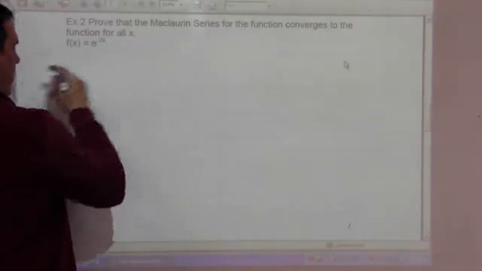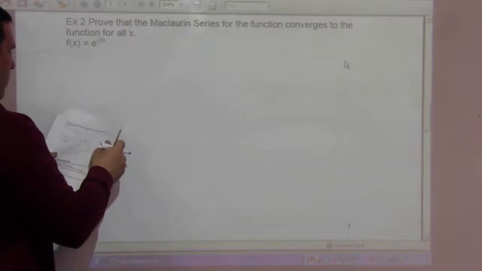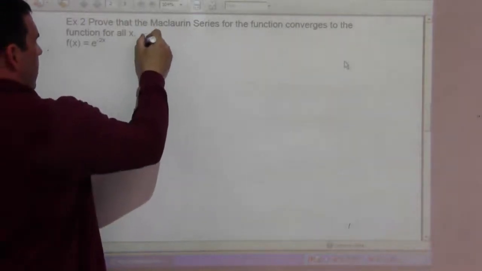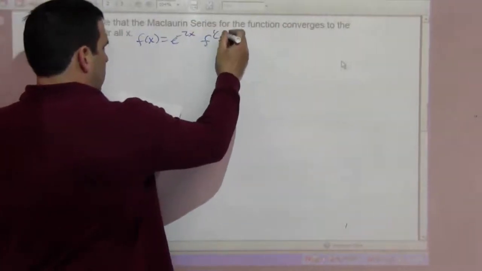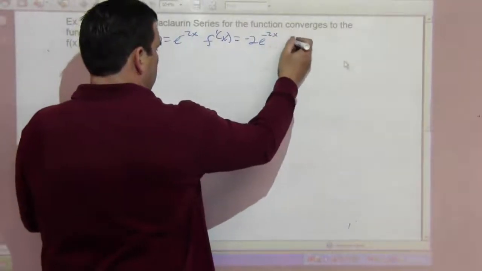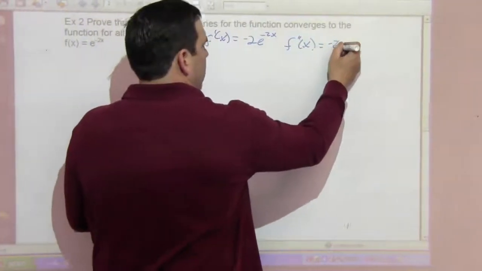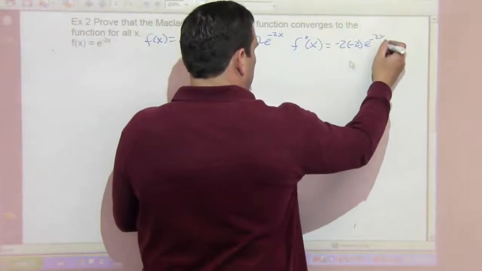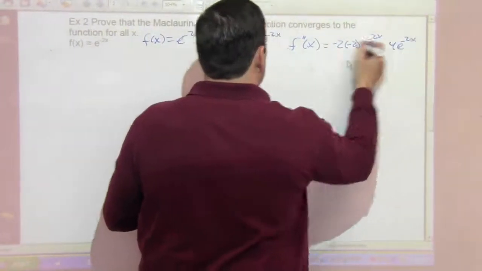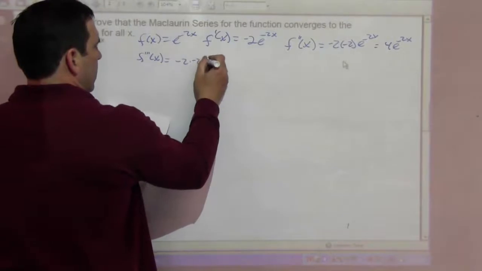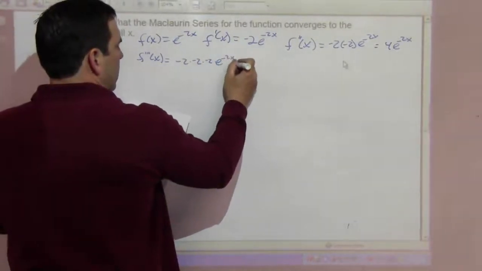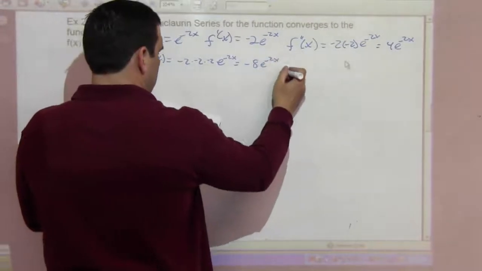Okay, example 2. It says prove that the Maclaurin series for the function converges to the function for all x. We have f of x equals e to the negative 2x. So our f of x is e to the negative 2x. F prime of x is going to be negative 2 e to the negative 2x. F double prime of x is going to be negative 2 times negative 2 e to the negative 2x, which is 4e to the negative 2x. F triple prime of x is going to be negative 2 times negative 2 times negative 2 e to the negative 2x, which is negative 8 e to the negative 2x.